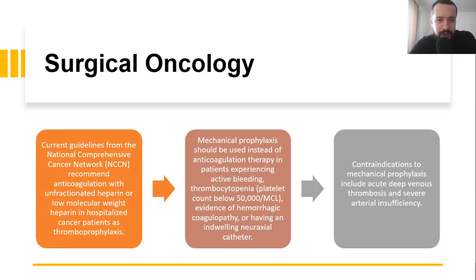Current guidelines from the National Comprehensive Cancer Network recommend anticoagulation with unfractionated heparin or low molecular weight heparin in hospitalized cancer patients as thromboprophylaxis. Mechanical prophylaxis should be used instead of anticoagulation therapy in patients experiencing active bleeding, thrombocytopenia, platelet count below 50,000 per microliter, evidence of hemorrhagic coagulopathy, or having an indwelling catheter. Contraindications to mechanical prophylaxis include acute deep venous thrombosis and severe arterial insufficiency.